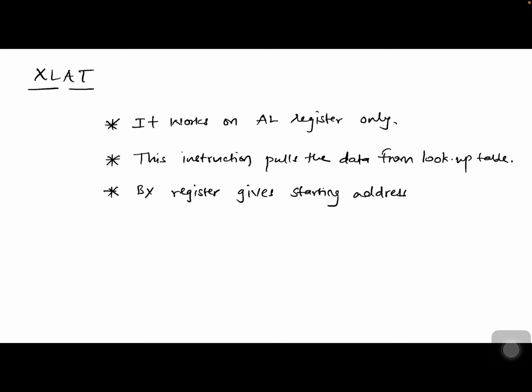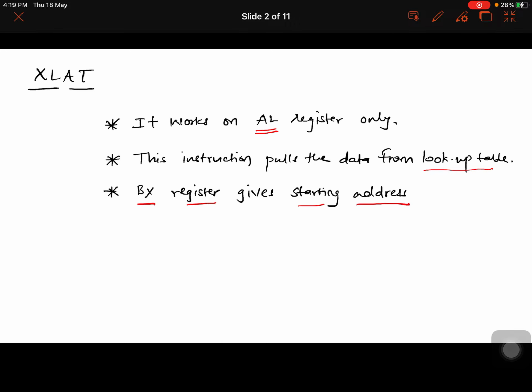So let's see. The very first point is XLAT instruction works only on AL register. Please never ever forget that. Secondly, this instruction pulls the data from the lookup table. As we have seen, this instruction is going to pull up the data from the lookup table. BX register is the register which gives the starting address, right? Along with that, I'll add the extra point: AL register gives displacement. Right now you may not understand it completely unless we take some example.